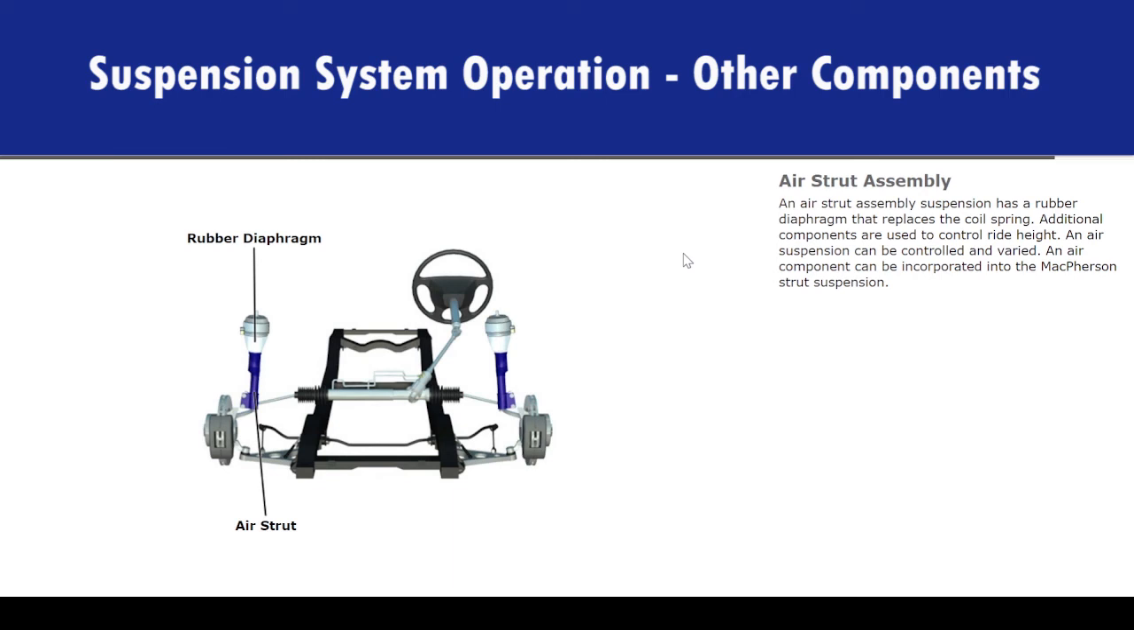An air strut assembly suspension has a rubber diaphragm that replaces the coil spring. Additional components are used to control ride height. An air suspension can be controlled and varied. An air component can be incorporated into the McPherson strut suspension.